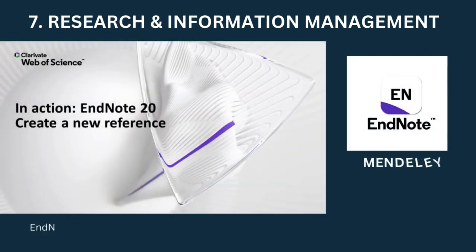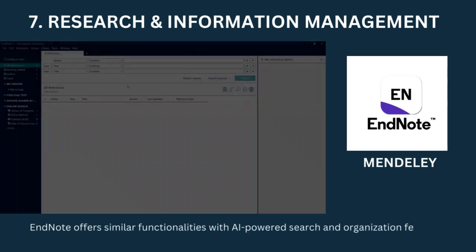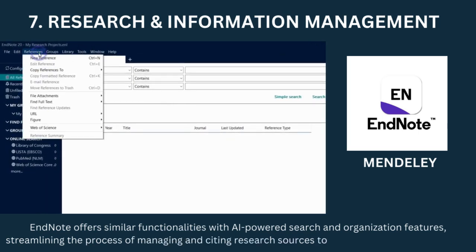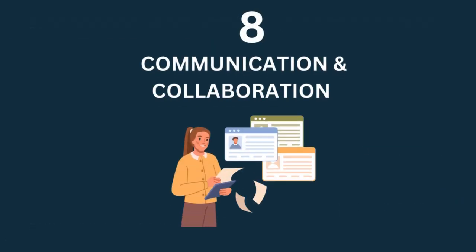EndNote offers similar functionalities with AI-powered search and organization features, streamlining the process of managing and citing research sources to make research more efficient. For communication and collaboration, two tools stand out.